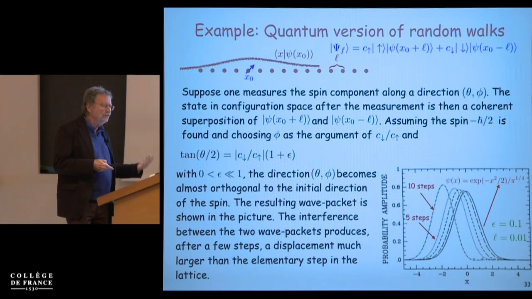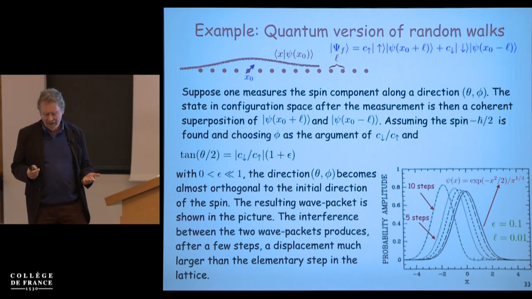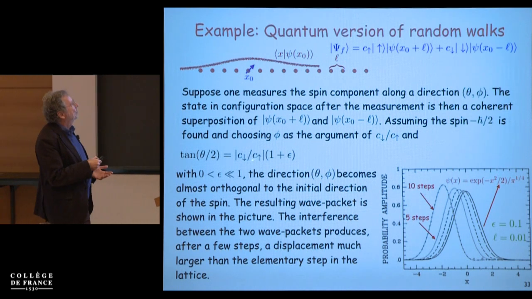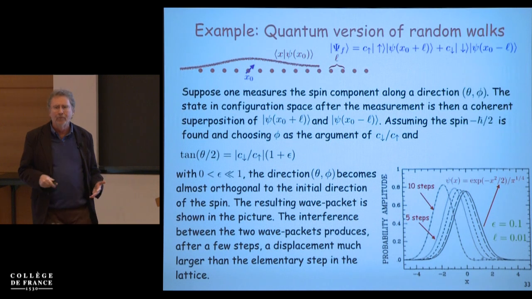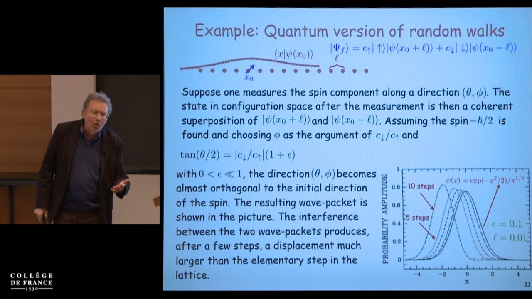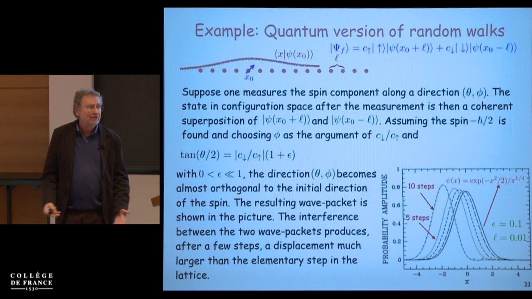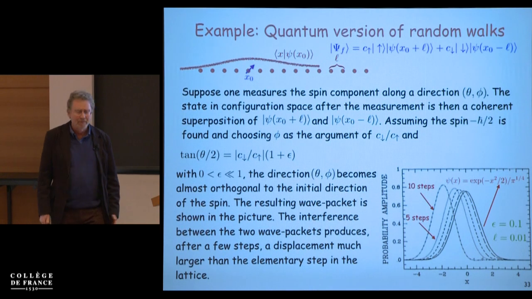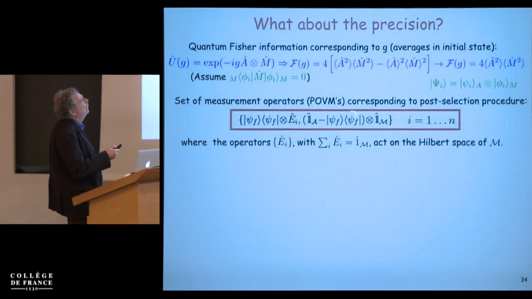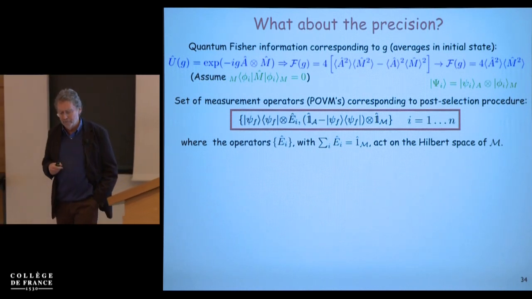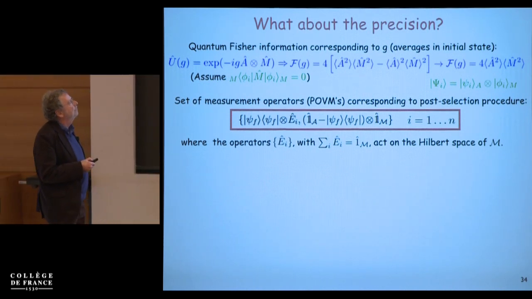Now, so this is an example, but then again, we know that the probability of finding the spin along this direction given by this angle is very small. So is it worth going through that? Because after all, we are losing lots of data, and in a standard measurement, we could use all of them and then increase the precision as well. So how do we deal with this problem from a quantum metrology perspective?